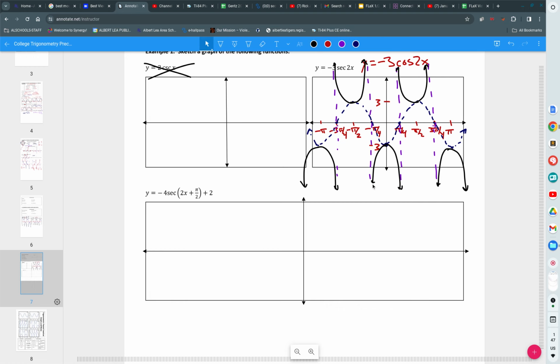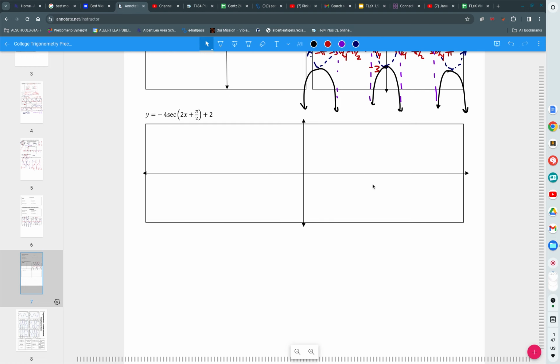All right, our last example, then you can start your work. We're going to do y equals -4 cosecant of 2x plus pi over 2, plus 2. We didn't do a cosecant one, so I want to make sure we build that in. I won't make any jokes during this time because this one's a little more involved.